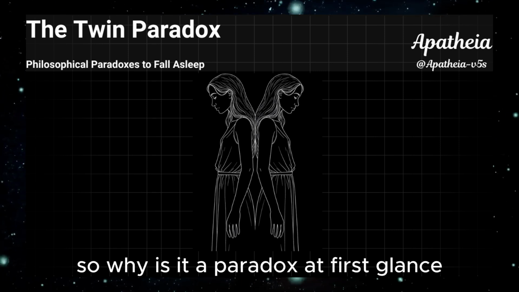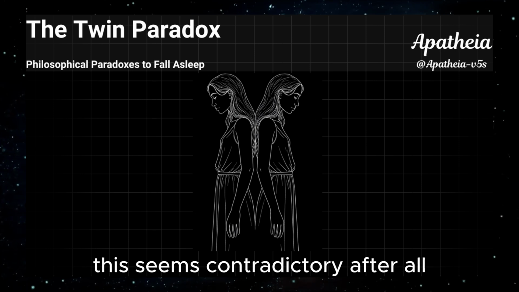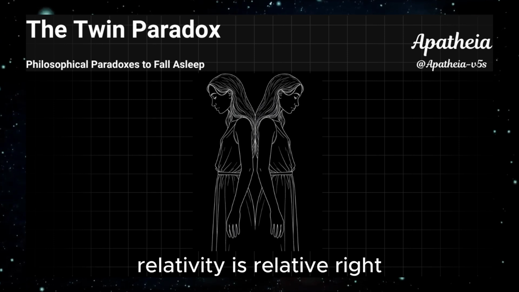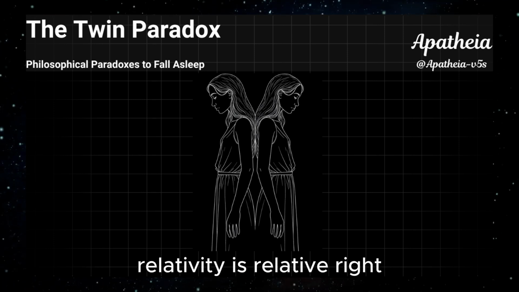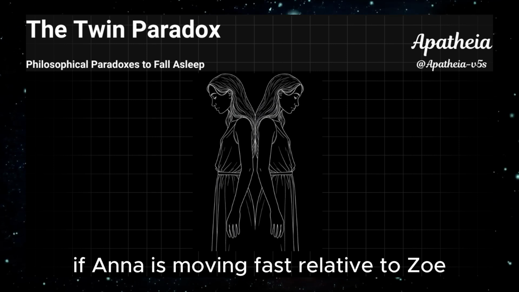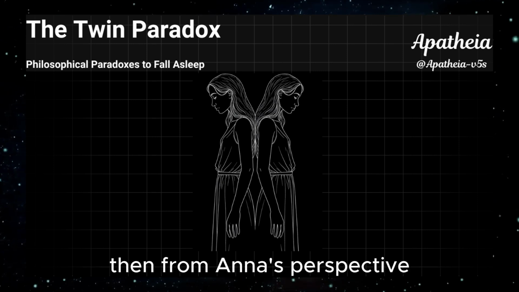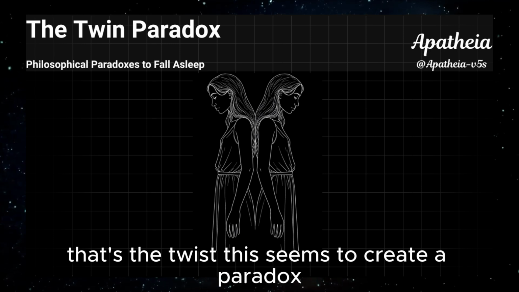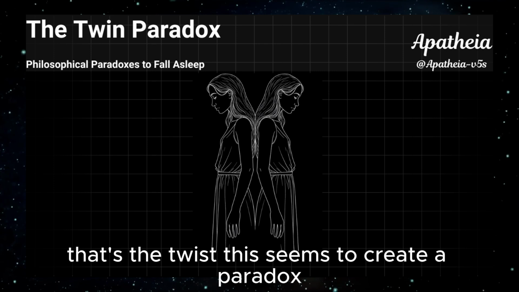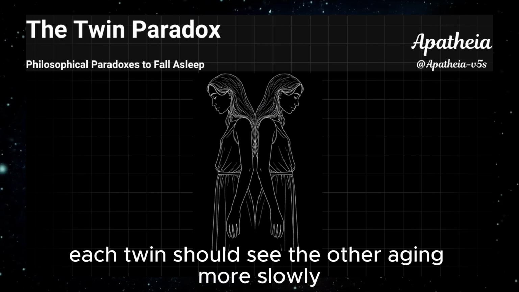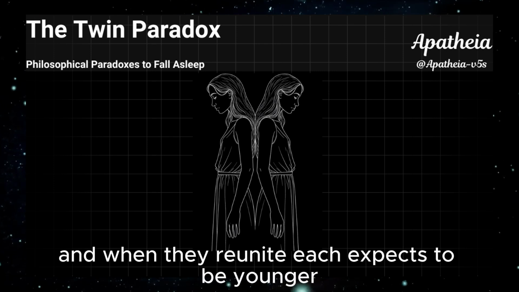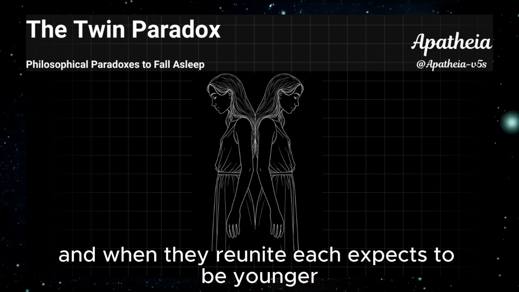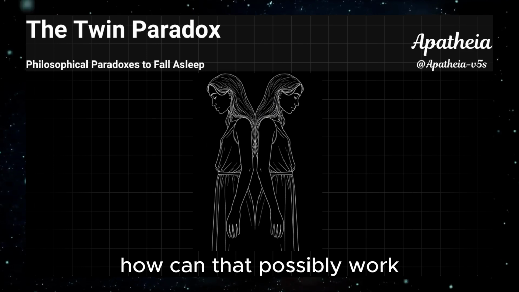So why is it a paradox? At first glance, this seems contradictory. After all, relativity is relative, right? If Anna is moving fast relative to Zoe, then from Anna's perspective, Zoe is the one moving. Shouldn't Anna see Zoe aging more slowly? That's the twist. This seems to create a paradox. Each twin should see the other aging more slowly. And when they reunite, each expects to be younger. How can that possibly work?